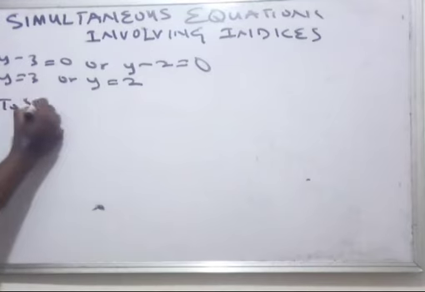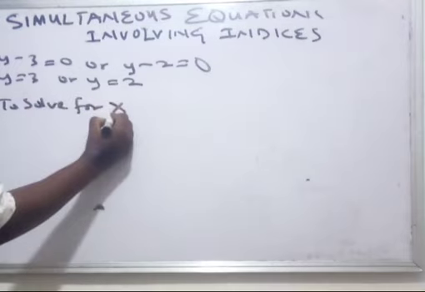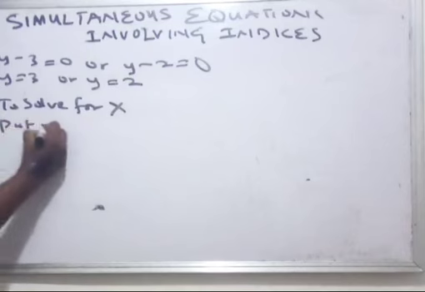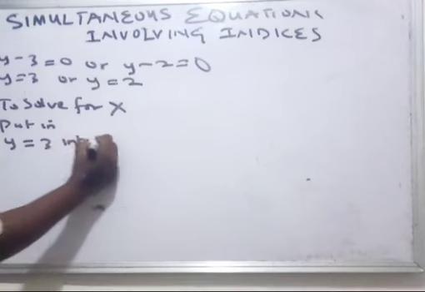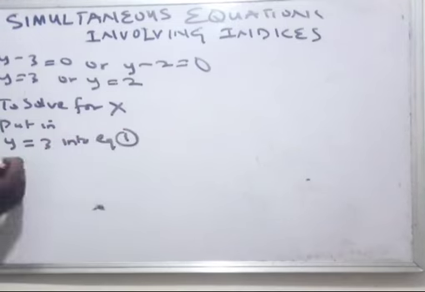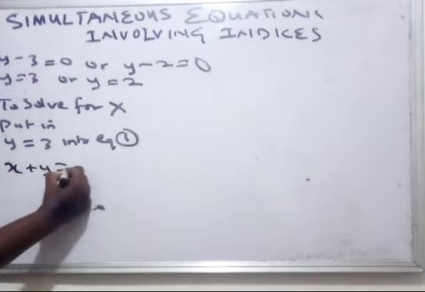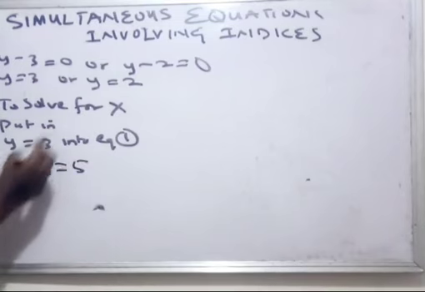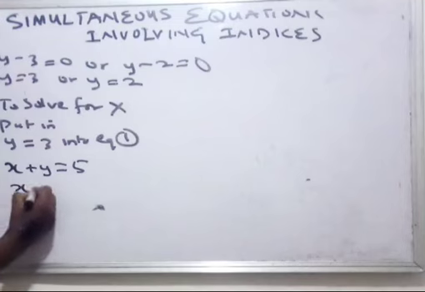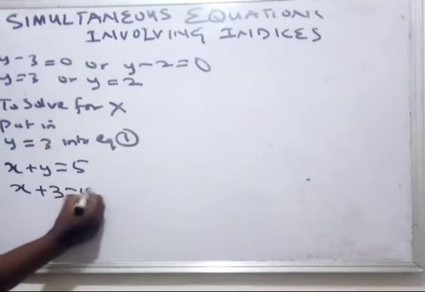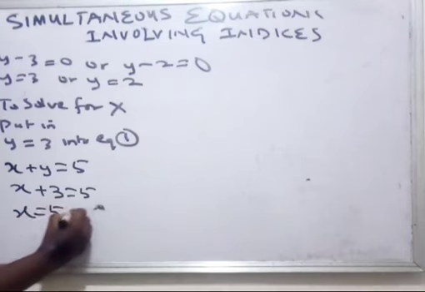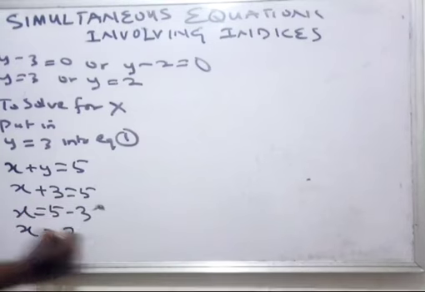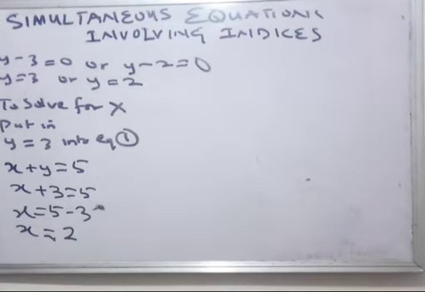To solve for x, what do we do? We put in y equals 3 into equation 1. Good. So remember our equation 1 earlier was what? x plus y is equal to 5. So we put in y equals 3 there. It becomes what? x plus 3 is equal to 5. And our x becomes 5 minus 3. Our x is what? 2. So what this means is when our y is 3, our x is 2.